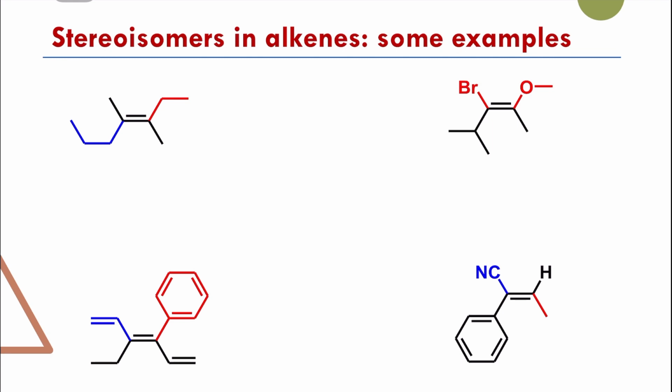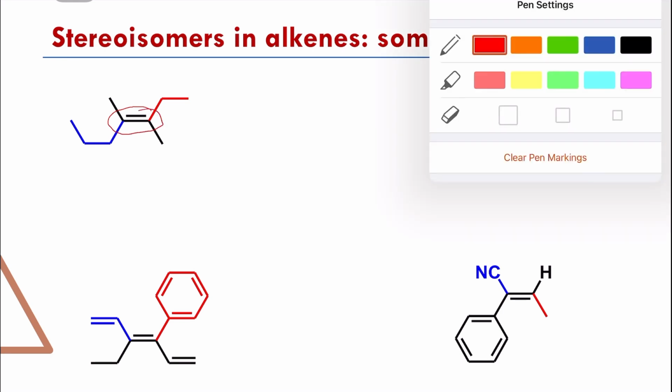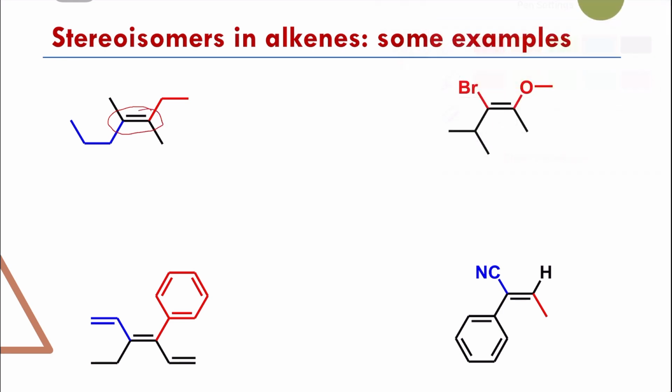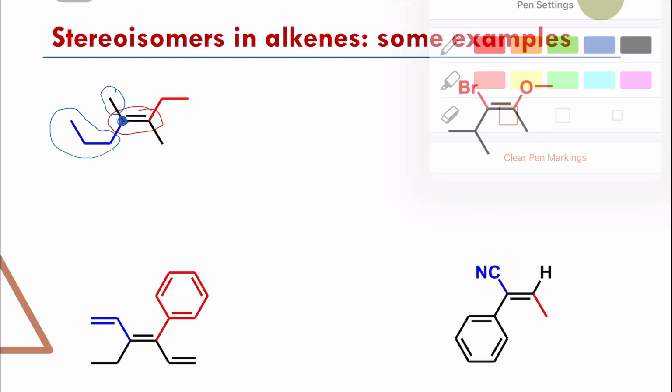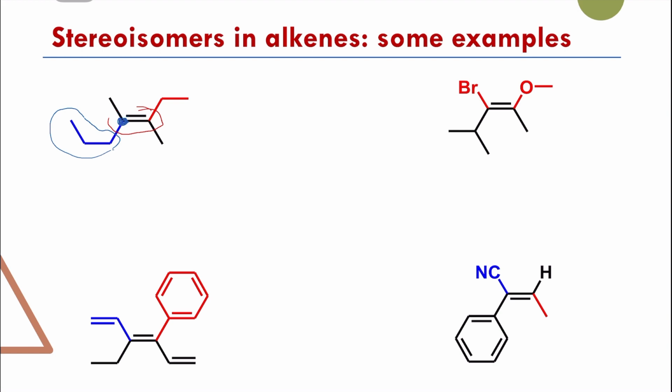Another set of examples. First I need to look at the double bond. So this is my double bond. Let's assign our priority. For the first carbon, the blue one here, you have this propyl and this methyl. Which one will be given the priority? When we think about the first point of difference, you will definitely think, yes, it is the propyl group. So this is given the priority.